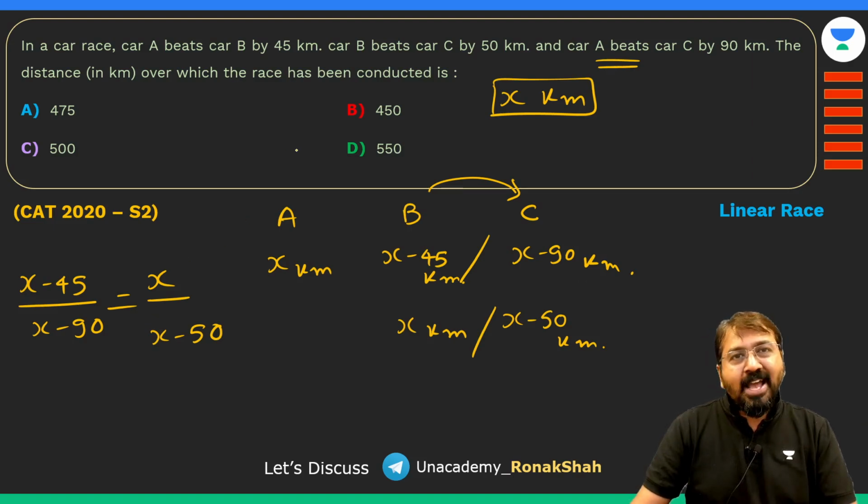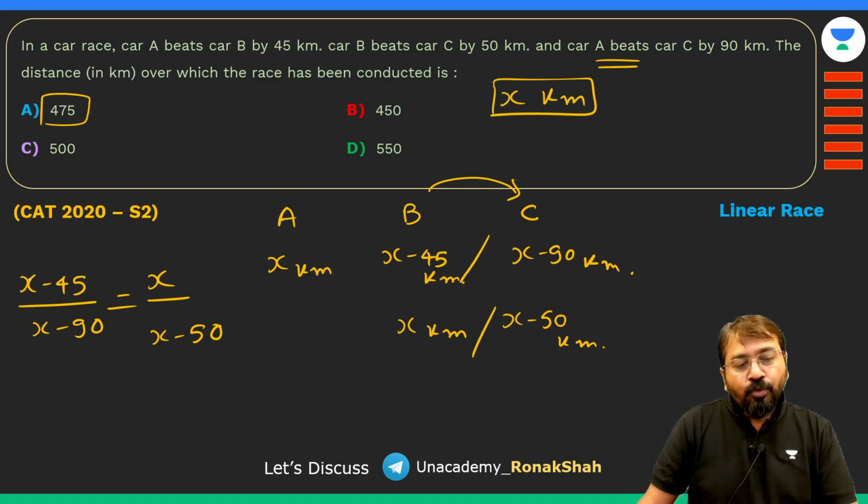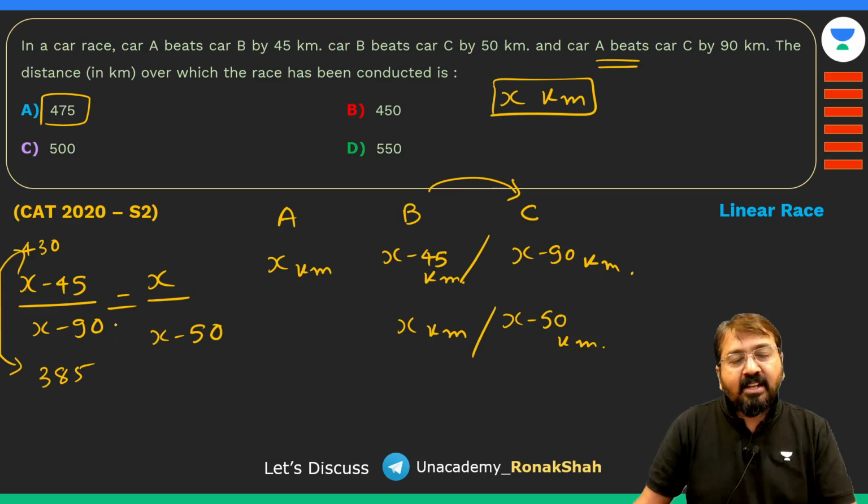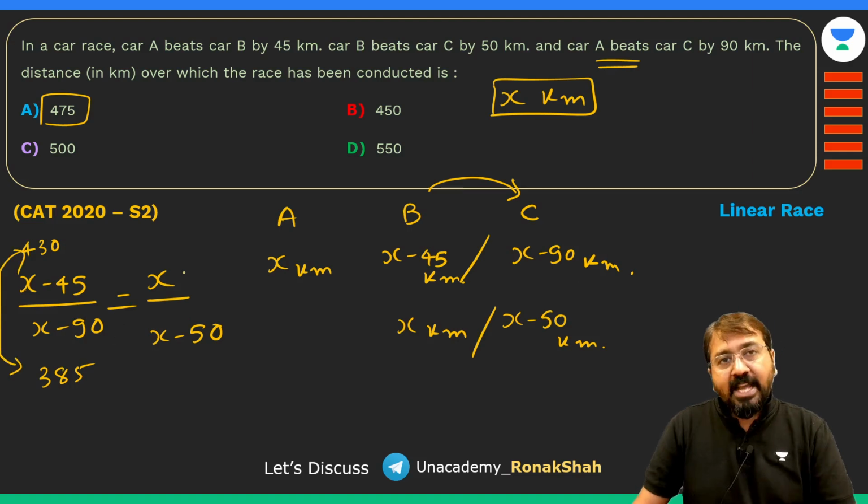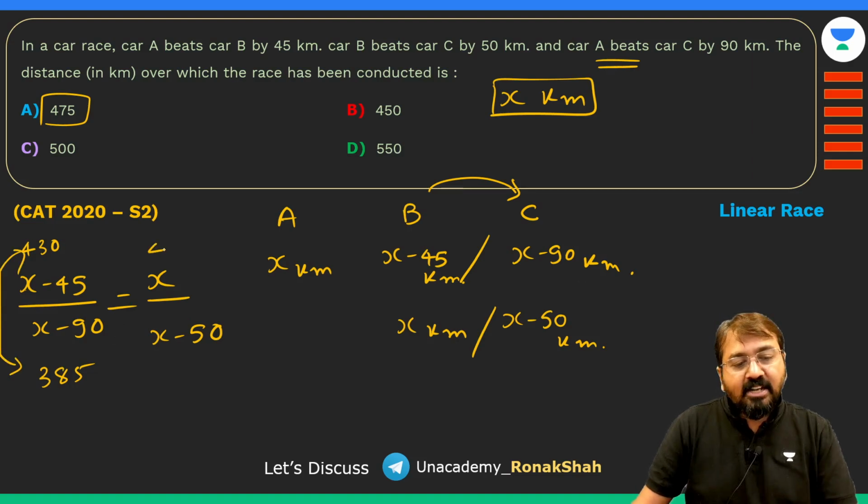However, we can also go by answer option, and it's very easy to make out that if I take x as 475, then 475 minus 45 will be 430. So this numerator will come out to be 430, while 475 minus 90 will be 385. So if you look at these two numbers, they will not produce any desired ratio that will match with the right hand side, because on the right hand side we'll keep 475 as it is and this will be 425. So of course this will not gel with each other. So you can straight away jump to a more convenient option.